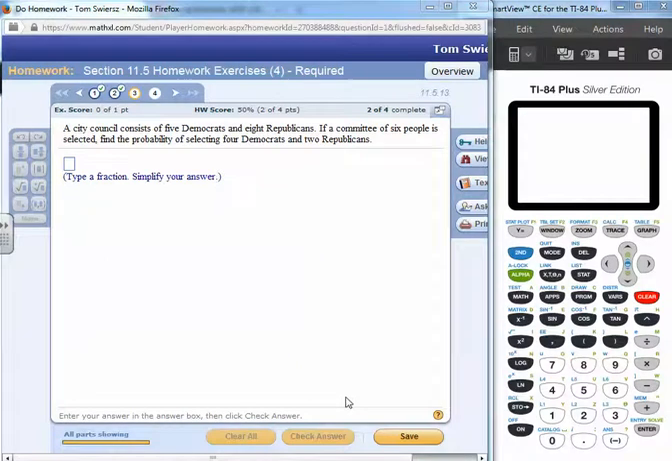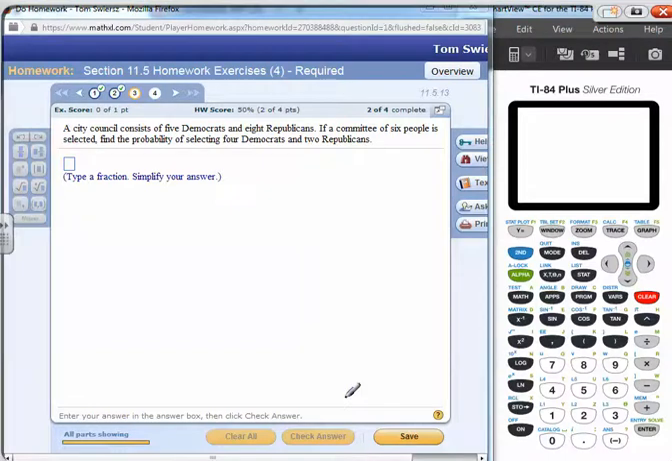Let's solve homework exercise number 3 from section 11.5. A city council consists, for my problem, of 5 Democrats and 8 Republicans. If a committee of 6 people is selected, find the probability of selecting 4 Democrats and 2 Republicans.